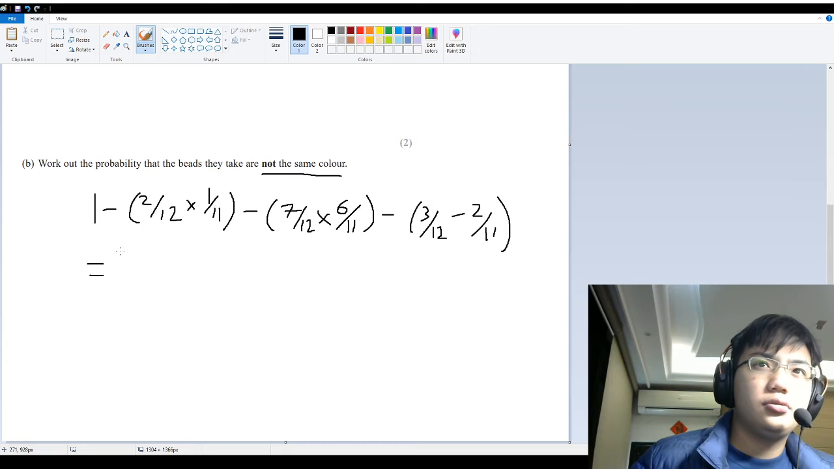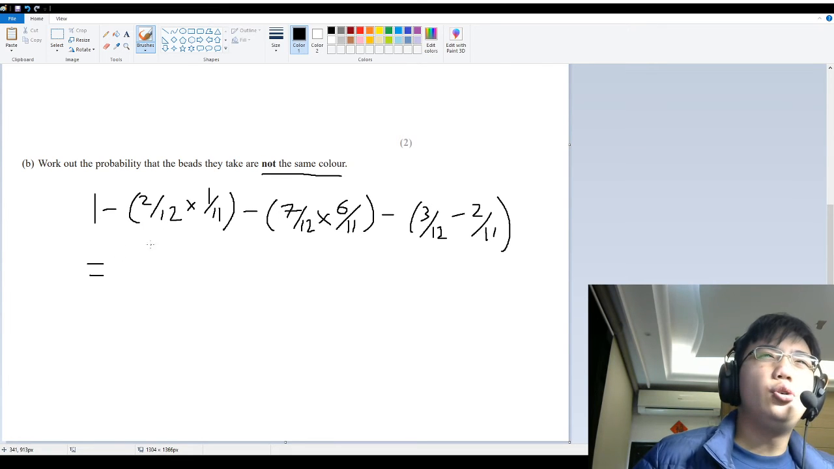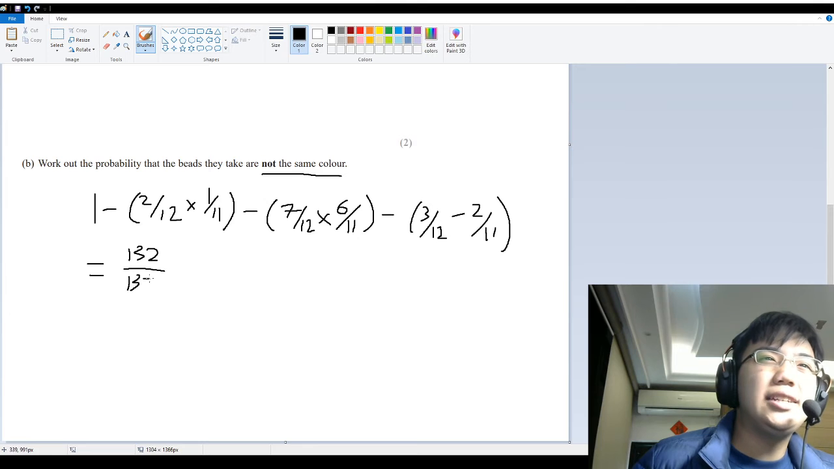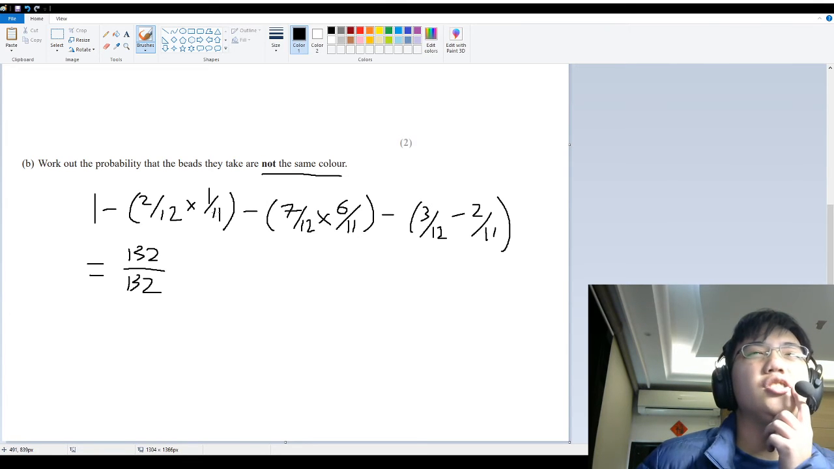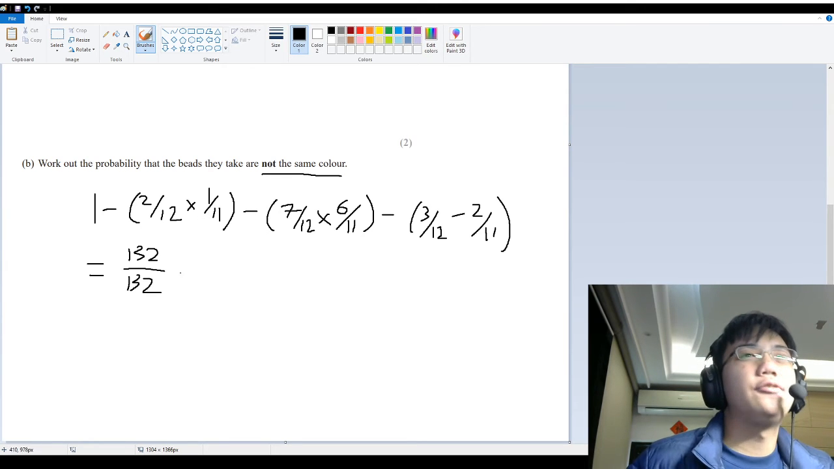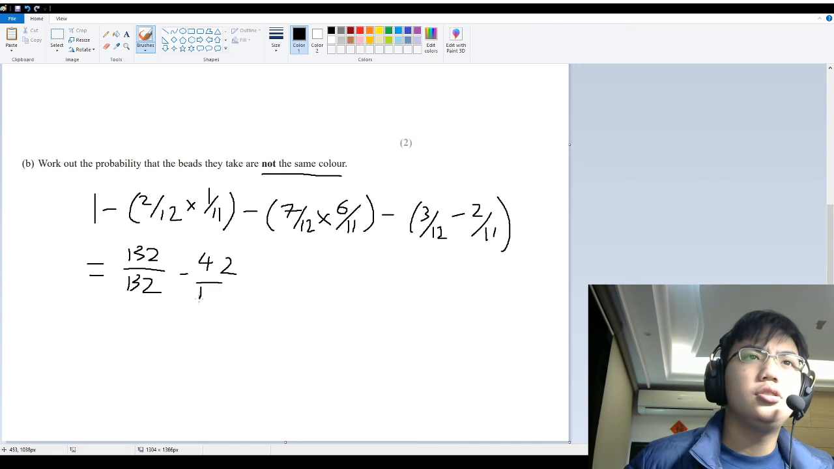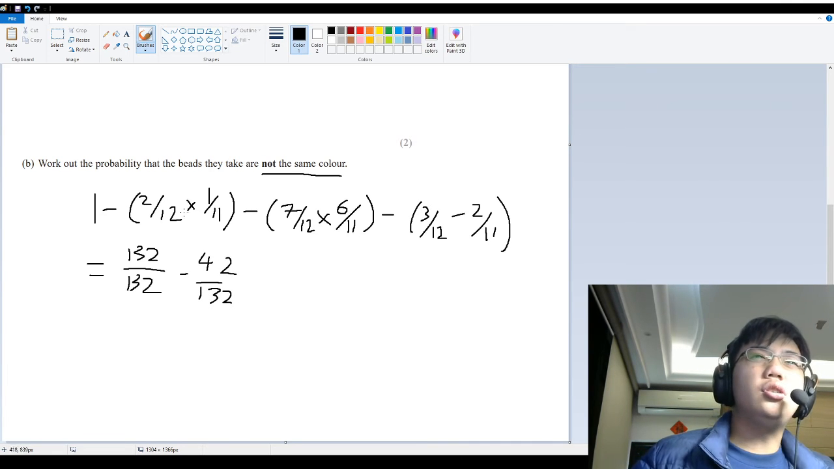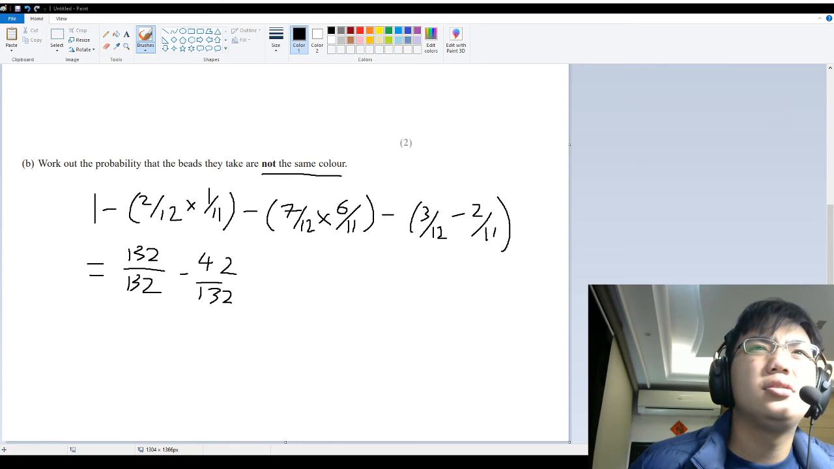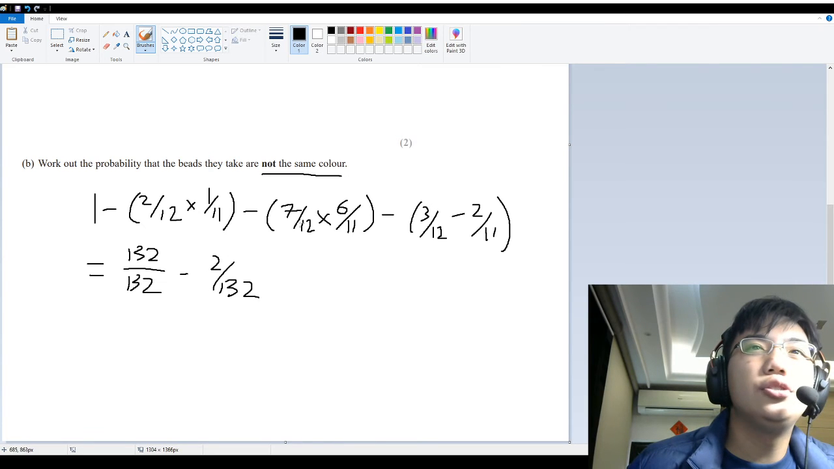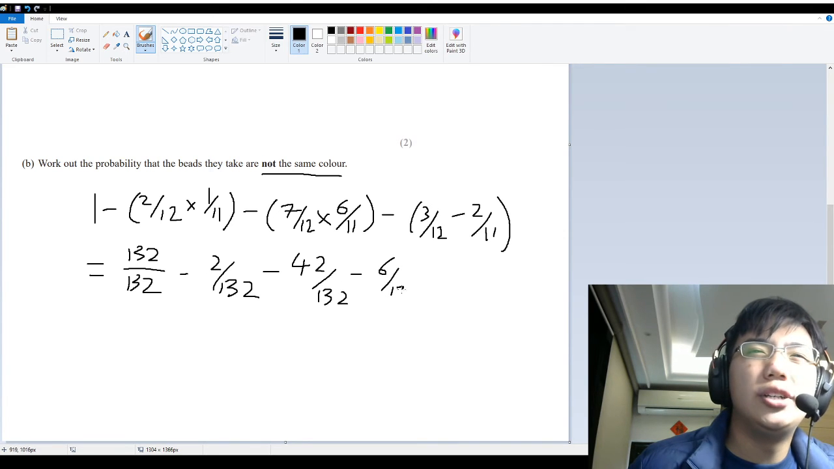From this, we can convert all of these to fractions over 132, as 12 times 11 is 132, which would be the lowest common denominator for each of these fractions. So 2 over 12 times 1 over 11 would make 2 over 132. 7 over 12 times 6 over 11 will be 42 over 132. 3 over 12 times 2 over 11 would make 6 over 132.